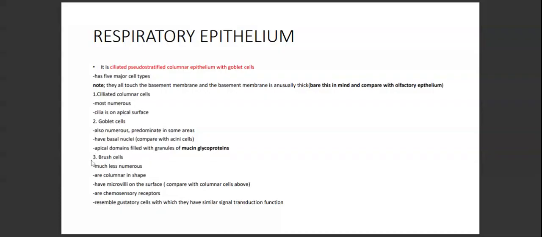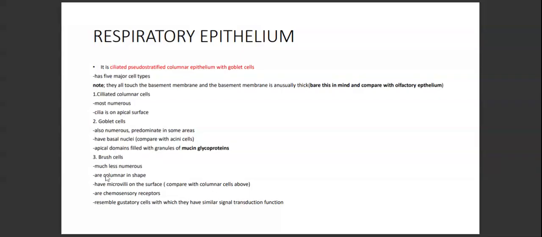Okay. The third type of cell that you find in this epithelium are the brush cells. As their name suggests, brush means they have microvilli on the surface. In anatomy, most times when you hear the word brush, it is formed by microvilli. I'm sure you've heard of the brush border that you can find in the proximal convoluted tubules of the nephron and obviously in other areas.